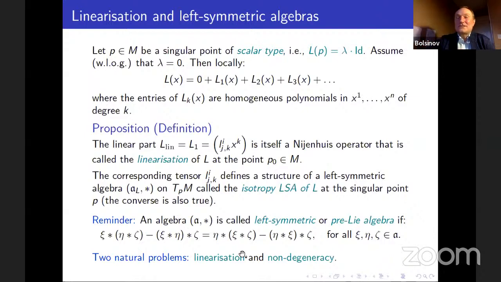And as soon as we understand this, then obviously we can ask many natural questions, like linearization or non-degeneracy problems. So, given an operator, is it equivalent to its linearization or not? Can we linearize it or not? Is the linearization stable or unstable?